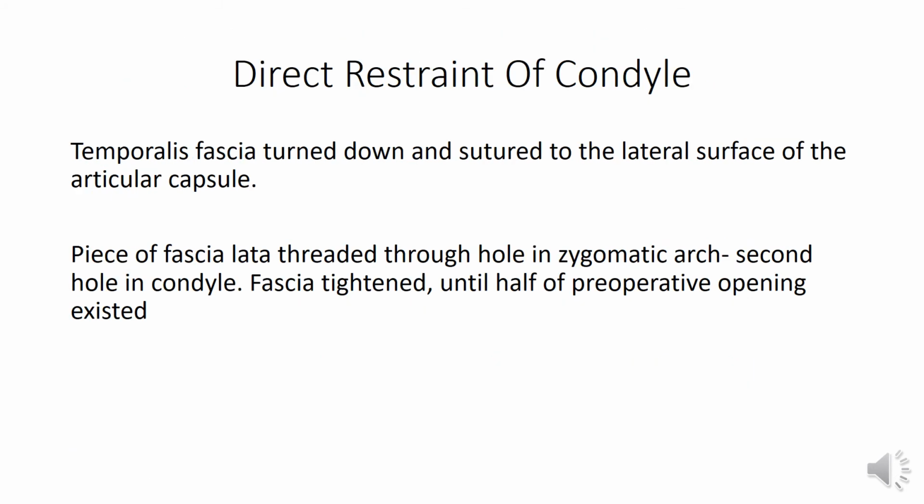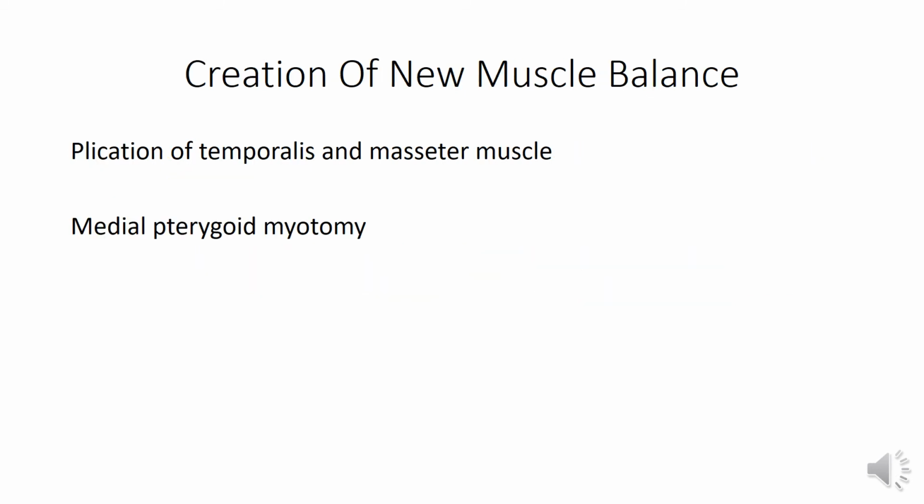For direct restraint of the condyle, temporal fascia can be turned down and sutured to the lateral surface of the articular capsule. A piece of fascia lata is threaded through a hole in the zygomatic arch and a second hole in the condyle, and the fascia is tightened until half of the preoperative opening exists. For creation of new muscle balance, plication of temporalis and masseter muscle and medial pterygoid myotomy can be performed. This can be performed intraorally to get the medial pterygoid myotomy to create a new muscle balance.